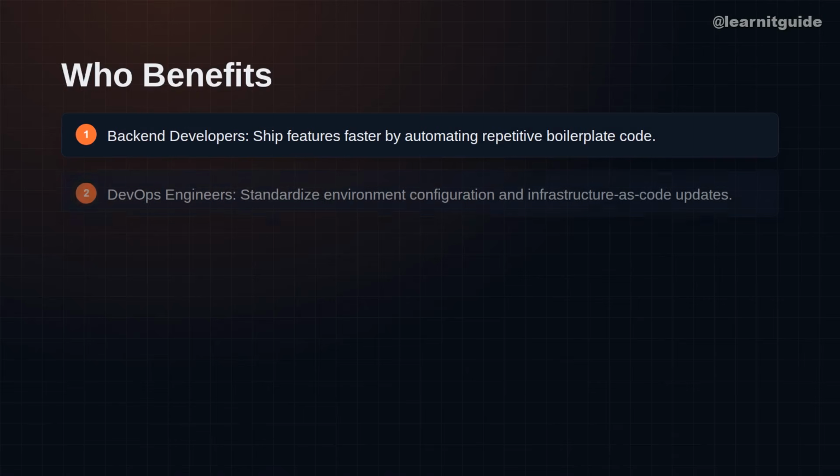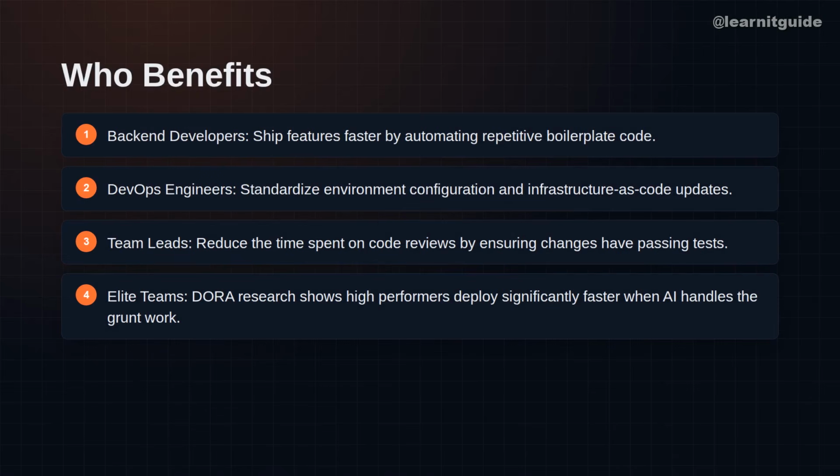The benefits are clear. Backend developers stop wasting time on syntax and boilerplate. DevOps engineers get a better way to manage infrastructure configs. Team leads see better code quality because the agent can be instructed to run tests before proposing a change. Ultimately, this leads to the high-frequency deployment cadence that elite engineering teams strive for.